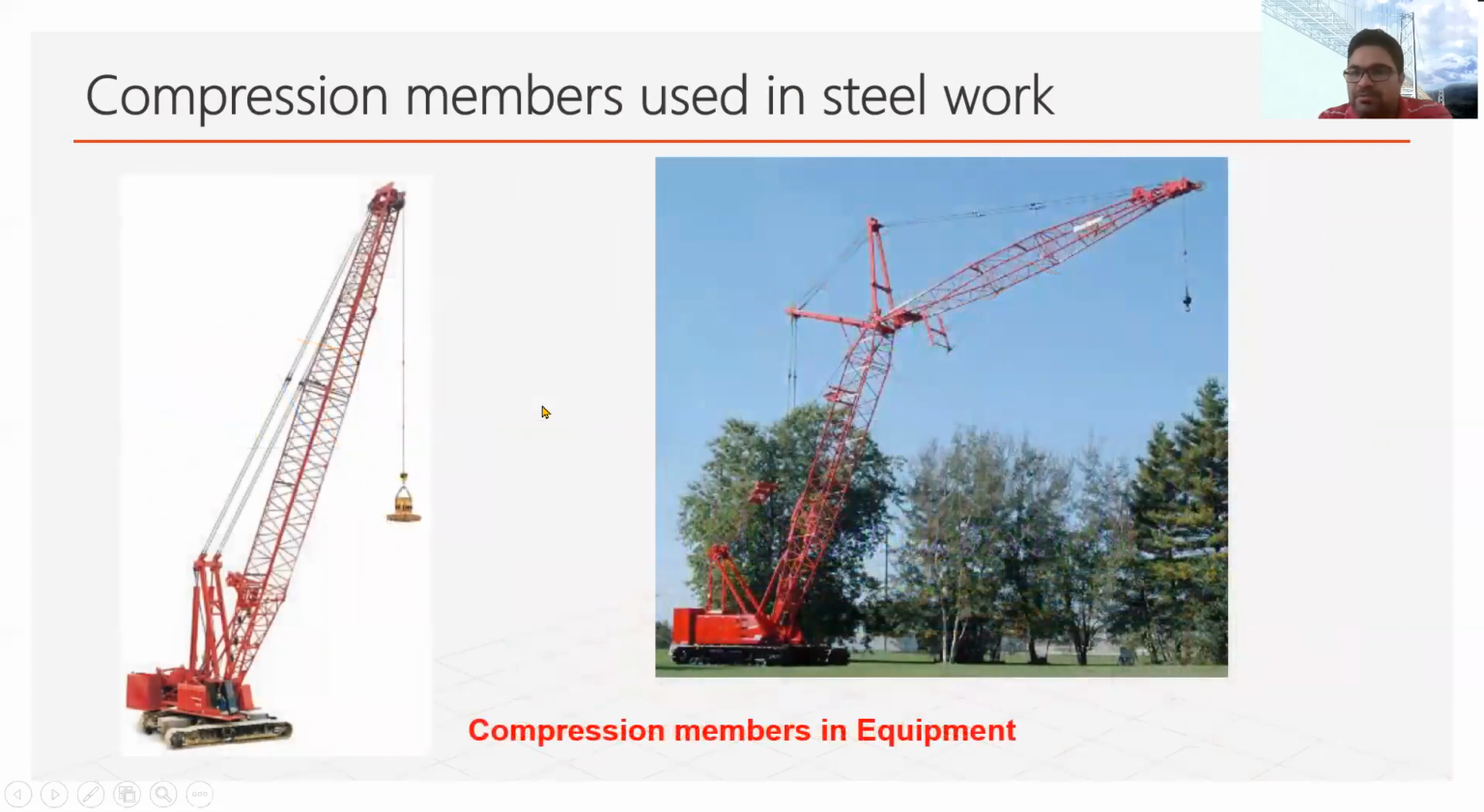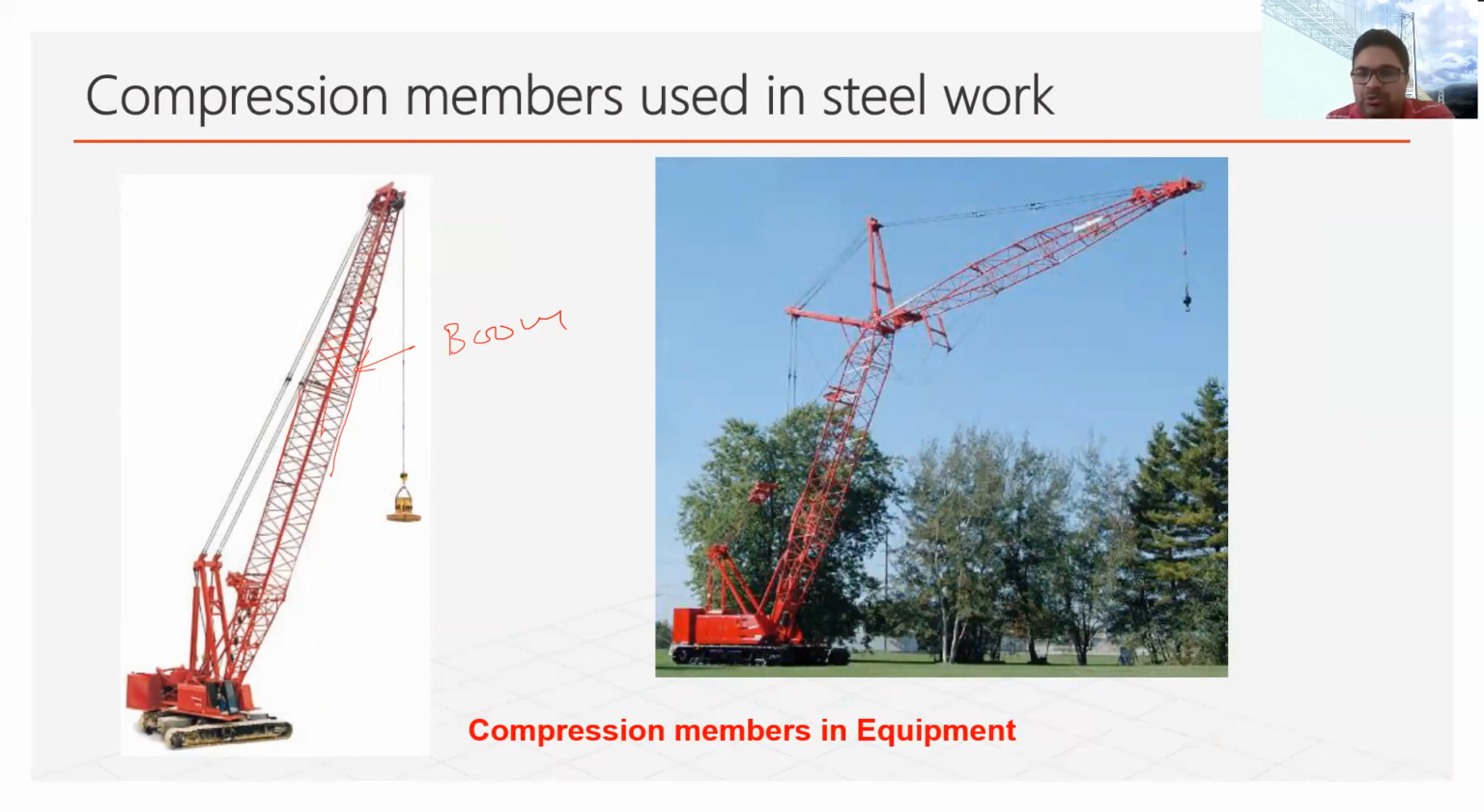Compression member: if we look at the equipment that we use in our construction, for example the cranes, this part is called the boom. In the boom part, you can see these vertical lines. These lines are subjected to tension, and you can see all these lines are composed of very small members. Some of these members are in compression and some are in tension. Again, it depends on the analysis. When we analyze all the members, we can find out that some members are in compression and some in tension.